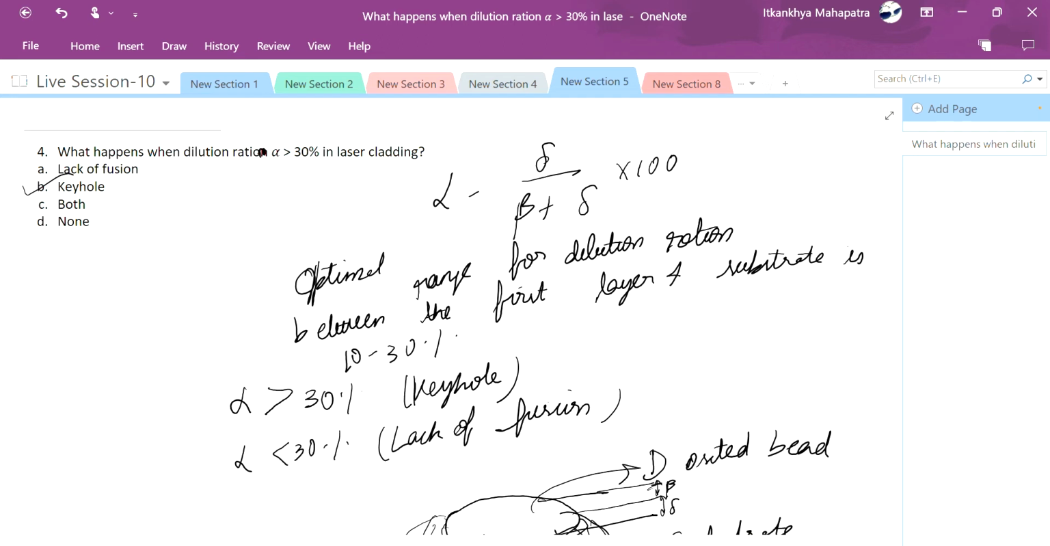Now in the slides we can see various examples of keyhole and how this lack of fusion is visible. This can be better shown in the images in our lecture notes on the videos.